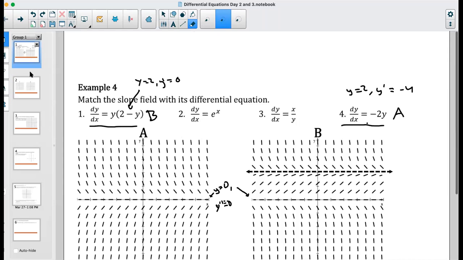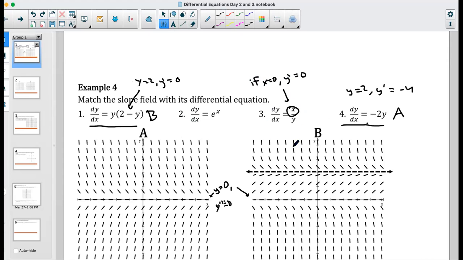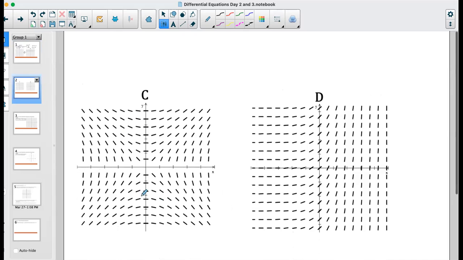Or I could do the x on top either way. Let's do x on top. So the x on top tells me that if x is 0, then the derivative should also be 0. So I go look at my other 2 pictures and ask which one has, when x is 0, that's like the y-axis, right? All the places on the y-axis are where x is 0. So I go look on my other 2 pictures, C and D, and figure out which one has a bunch of little 0 slopes along the y-axis, and that is C, right?